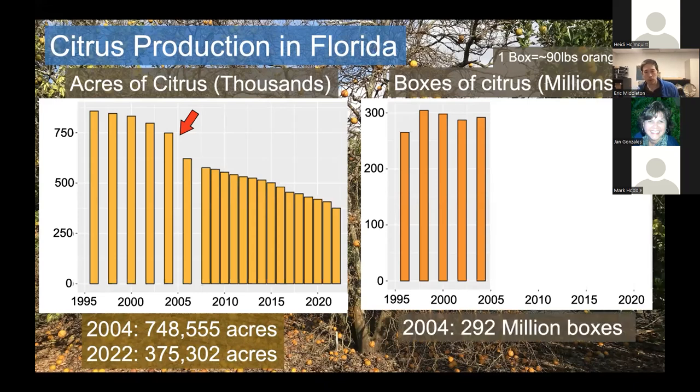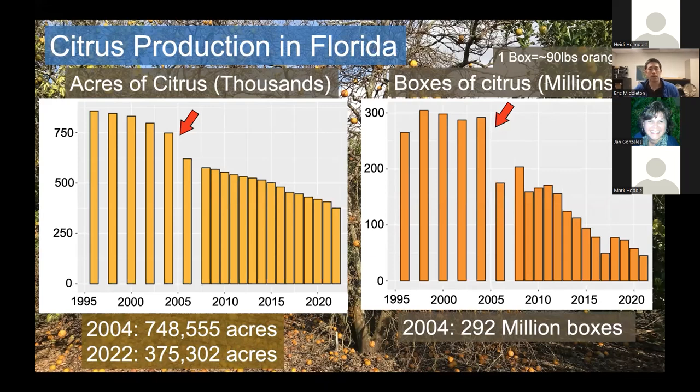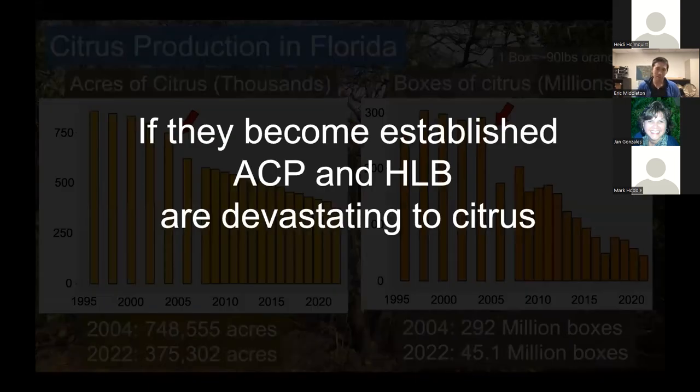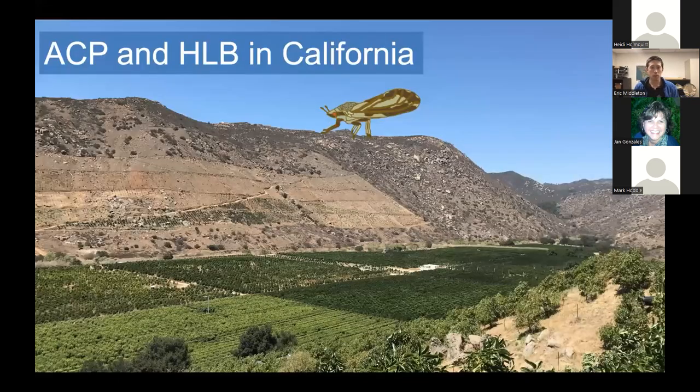In 2004, before the disease was present, there was a production of about 292 million boxes per year. And then here we have HLB being introduced to the state, and there's a very sharp drop off and then an even sharper decline. Very, very significant reduction in the amount of citrus that is able to be grown in the state of Florida. So right now in 2022, there's approximately 45.1 million boxes of citrus being produced. So that's about a sixth of the production that there was 18 years ago. So all of this to say that if they become established, ACP and HLB are devastating to citrus, and that is true both, of course, of commercial citrus, and was probably more relevant to this group of residential citrus and citrus that's just around in urban and suburban areas.